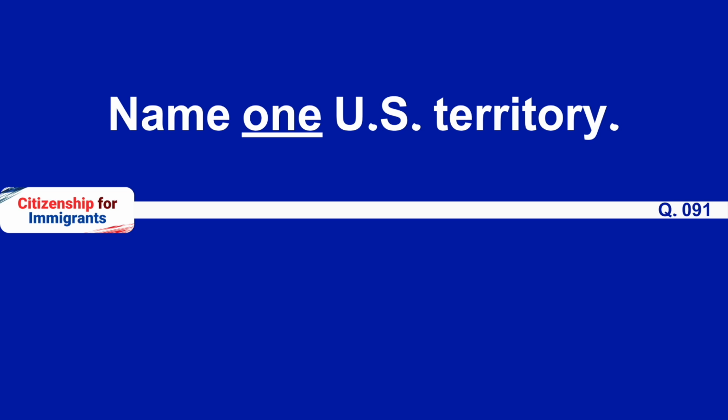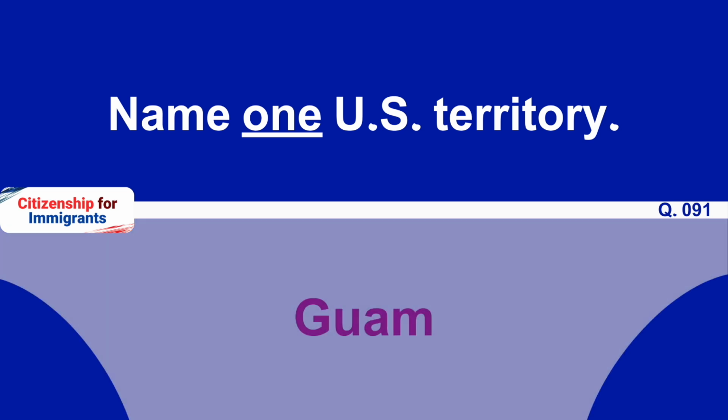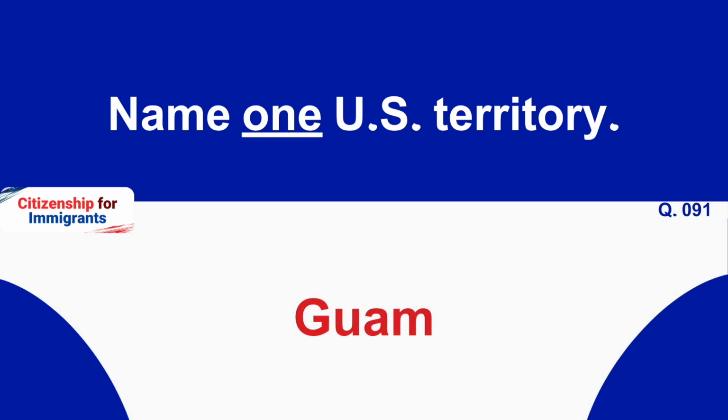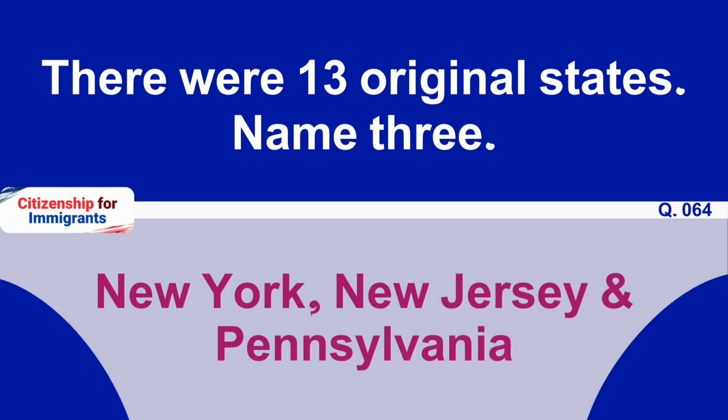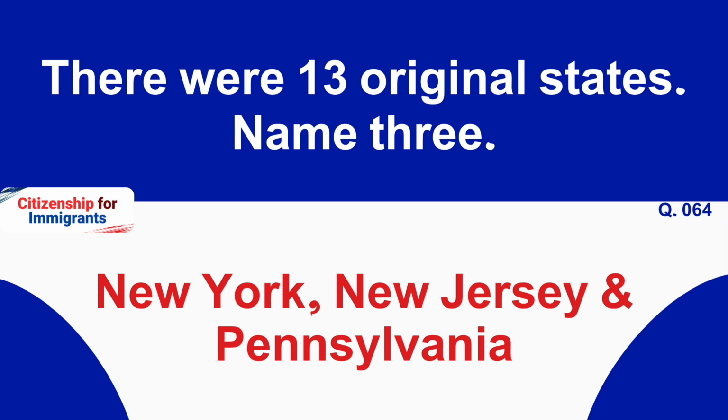Name one U.S. territory. Guam. There were 13 original states. Name 3. New York, New Jersey, and Pennsylvania.